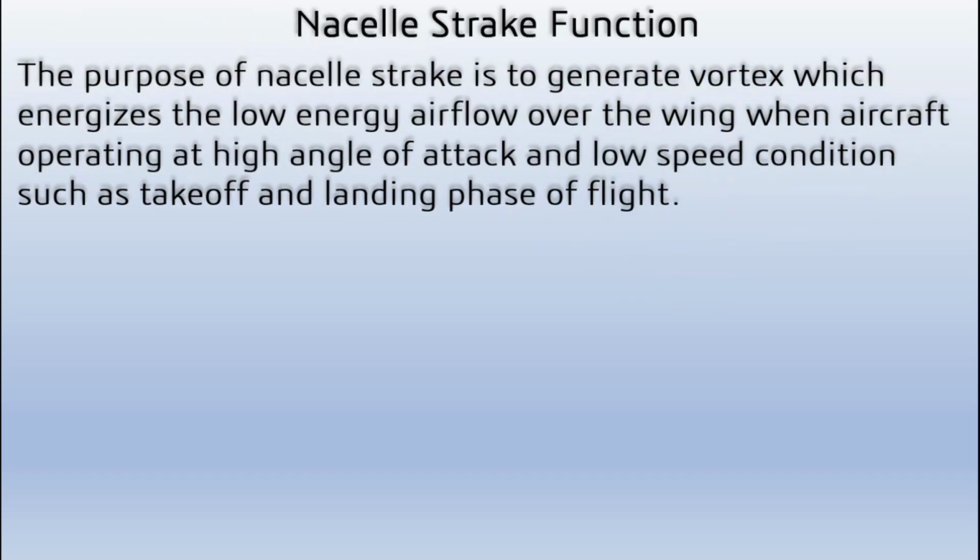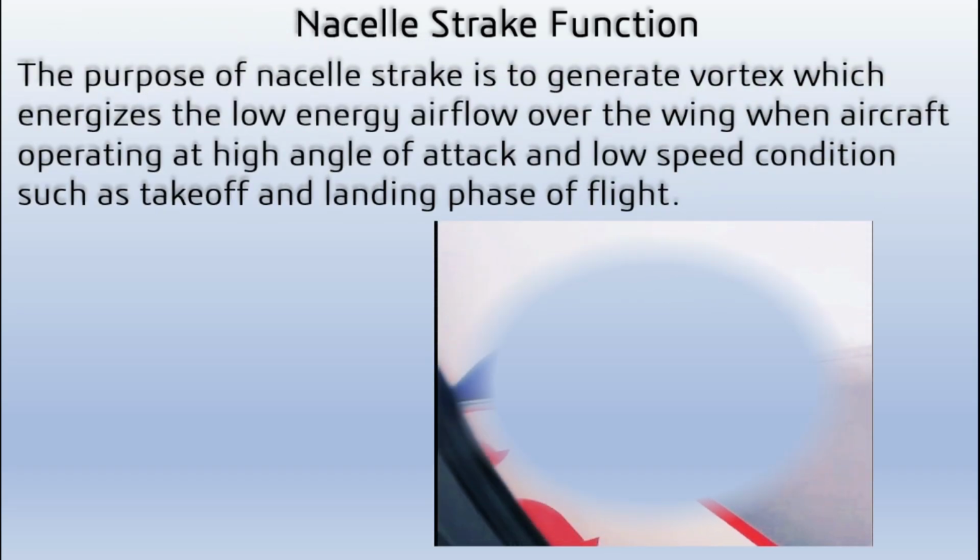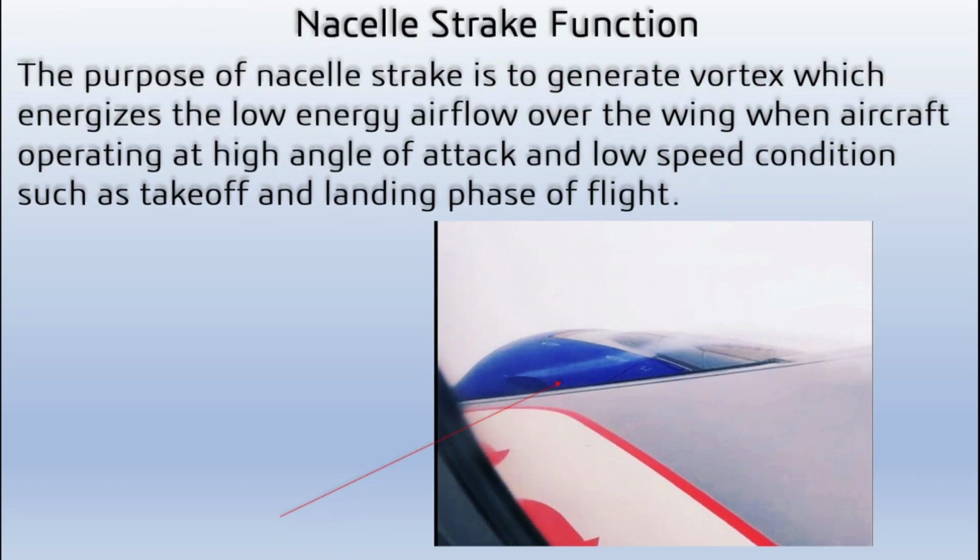The purpose of the nacelle strake is to generate a vortex, which energizes low energy airflow over the wing when the aircraft is operating at high angle of attack and low speed conditions, such as the takeoff and landing phases of flight. Guys, we'll see how the engine nacelle strake helps to produce more lift at low speed. But before we have a detailed discussion on the engine nacelle strake, let's understand a few aerodynamic terms.